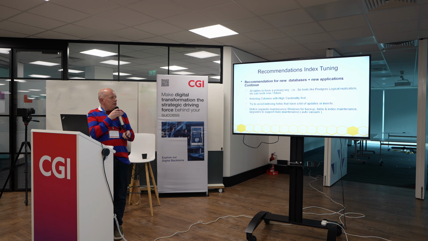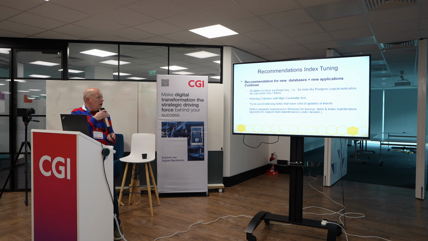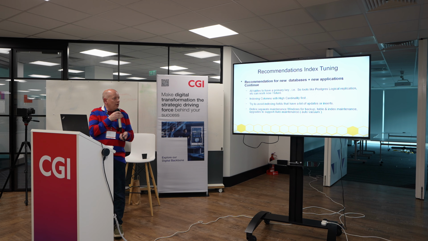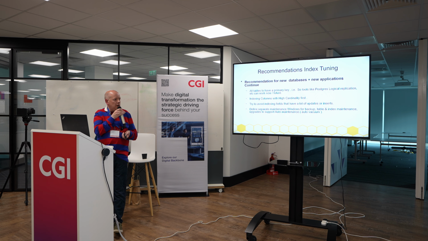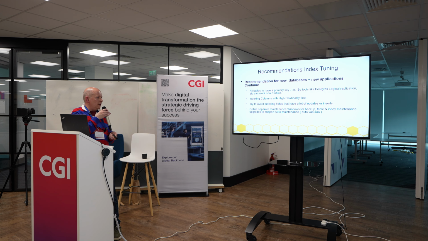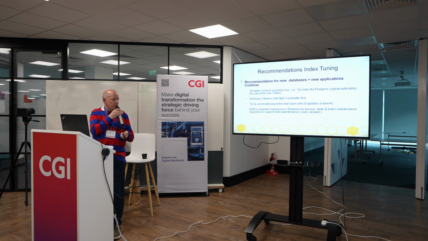Recommendations for new databases, continued. All tables should have a primary key, so tools like Postgres replication can work now and in the future. Index columns with high cardinality first. Try to avoid indexing fields that have lots of updates or inserts. Define separate maintenance windows for backup and table index maintenance. Enable automation features such as auto vacuum.